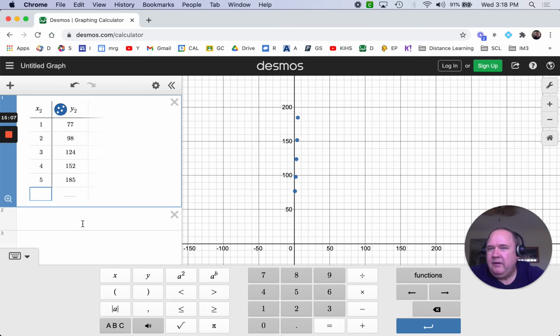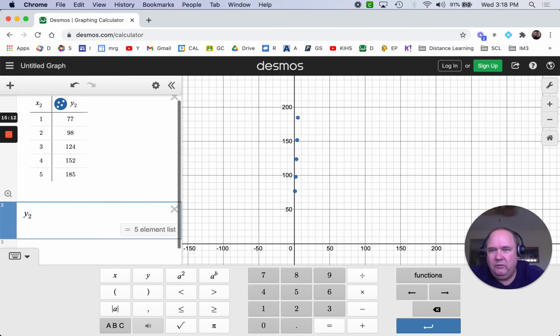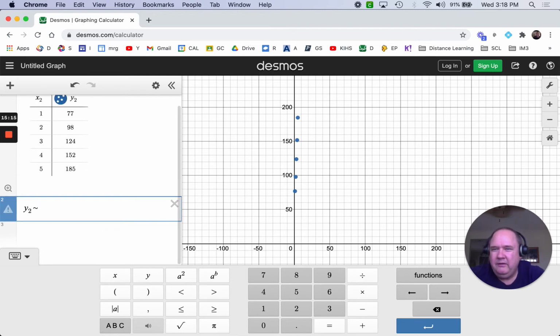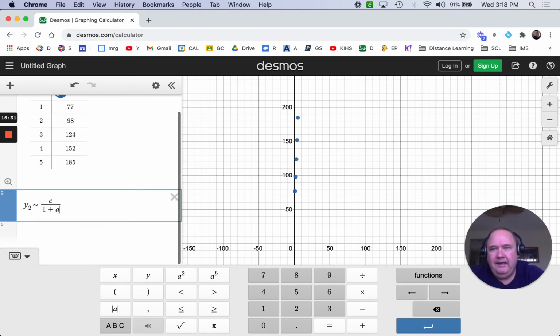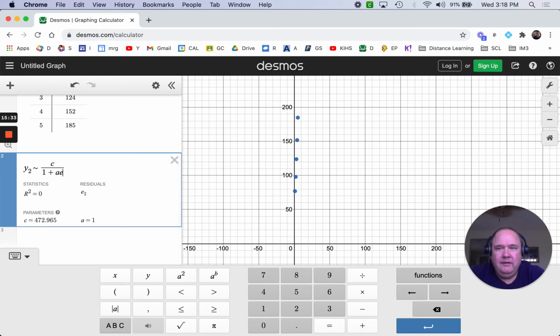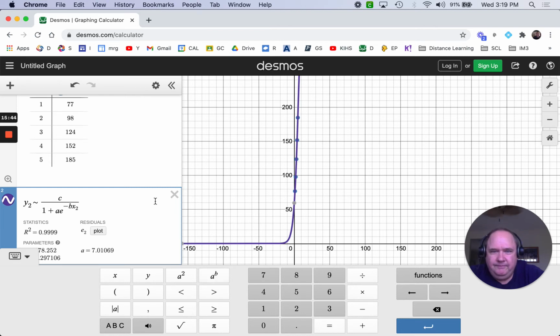All right, so let's try it again. So this time it's y2 and x2. So I'm going to go y2, and then I'm going to go this. Did I do that sign? Maybe I didn't do the similar sign. That could be it. And then we're going to type this in, which was c over 1 plus a e to the exponent. That was the issue, wasn't it? To the exponent negative bx. We'll solve this, and it's x2 with our data. All right. So there it is.